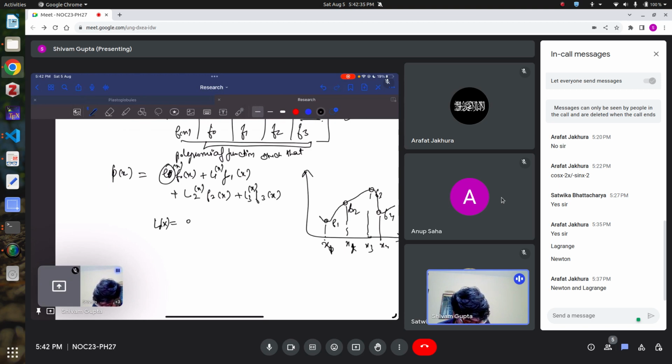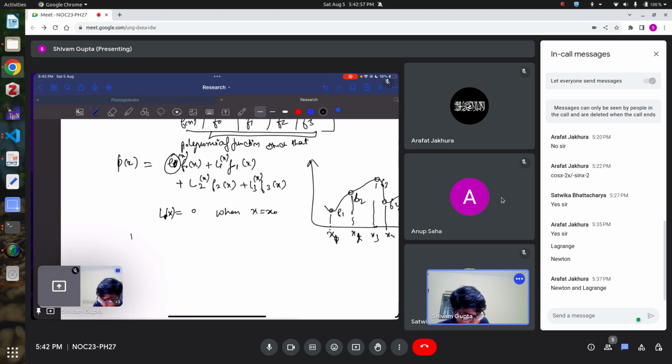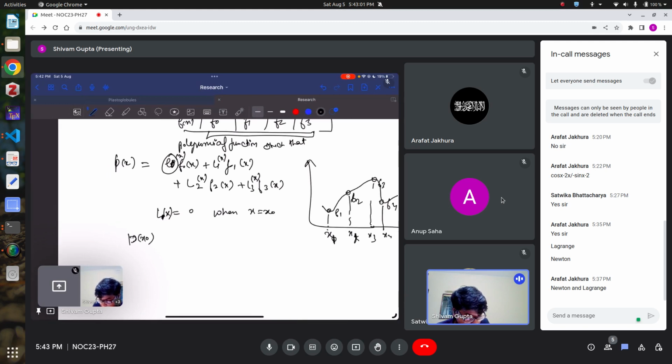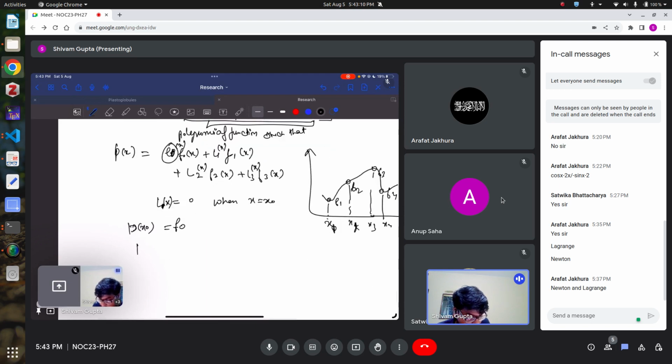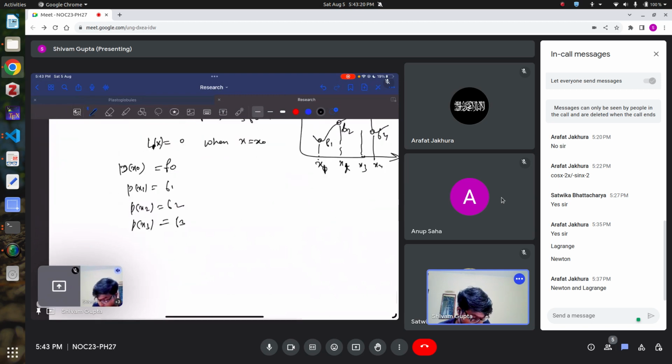Lx should be, l node x should be 0 or 1 when x is equal to... Is it similar to Taylor series? No, it is not Taylor series. It is kind of where we want to find a function which is passing through all these points. So if I put p of x node, it should give me f node, the value we have there. Similarly, p of x1 should be f1, p of x2 should be f2, and p of x3 should be f3. That kind of thing we'll get.